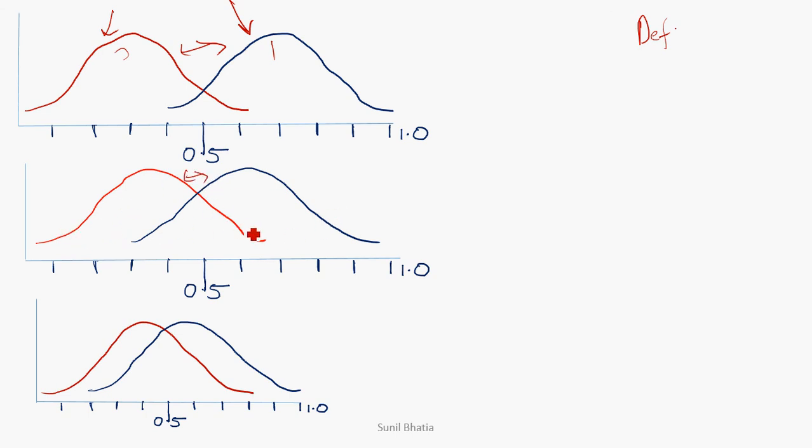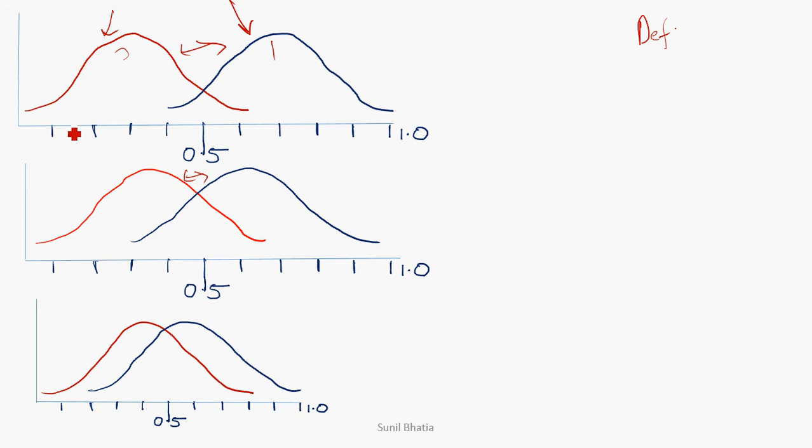So the classifier has done a fairly mediocre job of separating the non-defaulters from the defaulters, and this one has done a terrible job. There is much more overlap between the predictions for defaulters and non-defaulters.